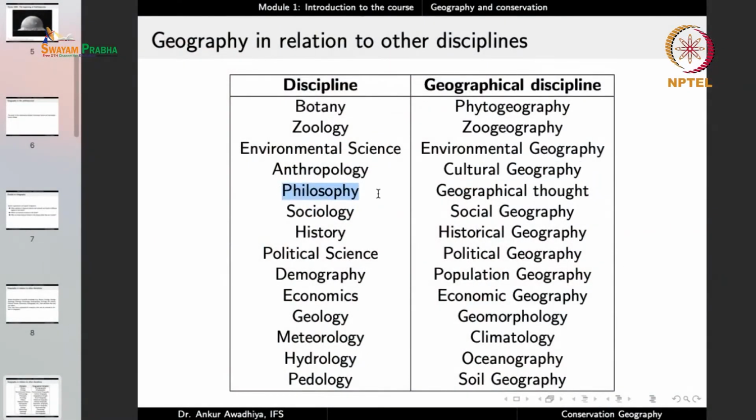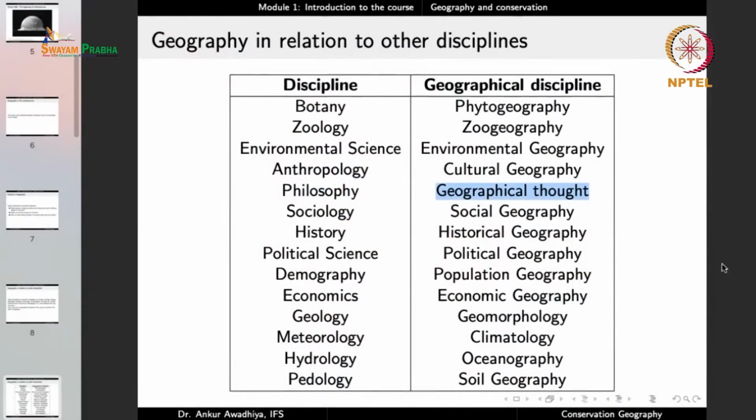In the case of philosophy, we have a geographical discipline of geographical thought. So we take the elements of philosophy, combine them with geography, and we ask these three questions. Sociology is related to social geography. History is related to historical geography. Political science is related to political geography.